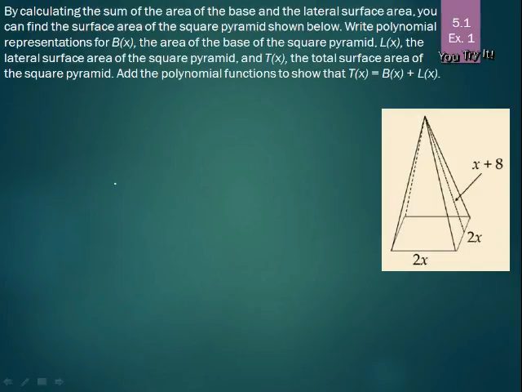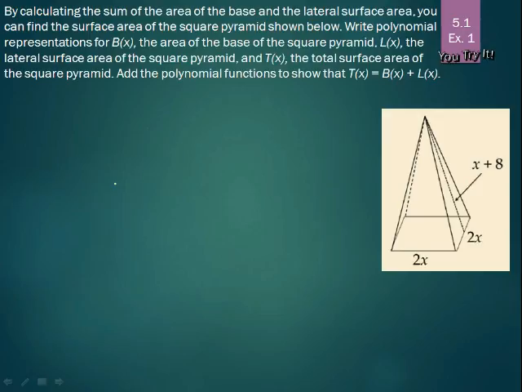By calculating the sum of the area of the base and the lateral surface area, you can find the surface area of the square pyramid shown below. Write polynomial representations for B of x, the area of the base of the square pyramid, L of x, the lateral surface area of the square pyramid, and T of x, the total surface area of the square pyramid. Add the polynomial functions to show that T of x equals B of x plus L of x.